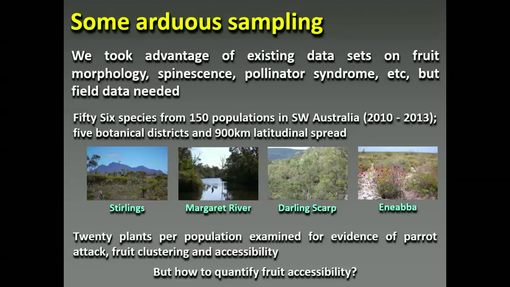I won't go into details, but basically a very large number of sites across pretty much something approaching the length of Britain, all the way from the south of southwestern Australia up to the sandplains of Eneabba, which is a fantastically diverse ecosystem. And one of my main jobs was to assess levels of parrot damage in the field, just to see whether these things were being attacked in the first place. Also try to quantify clustering and the accessibility of the fruits to parrots.